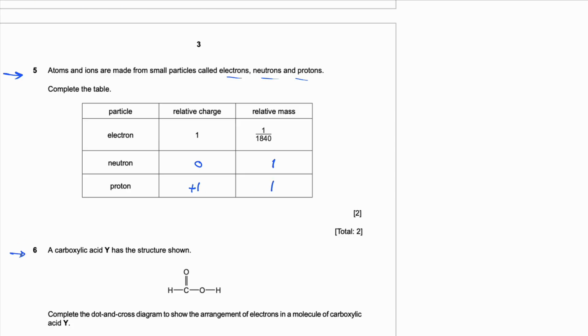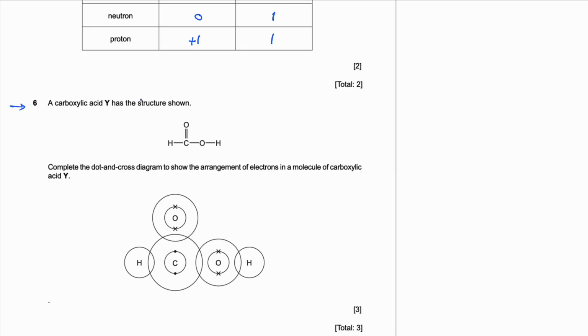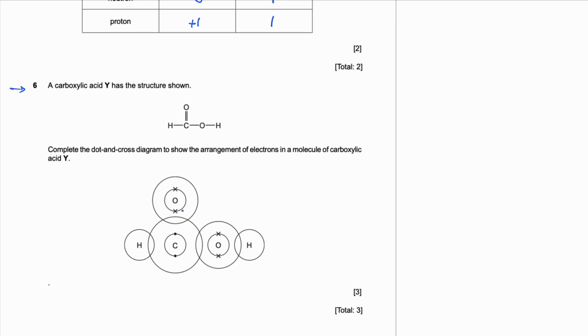Next, question 6. A carboxylic acid Y has the structure shown below. Complete the dot and cross diagram to show the arrangement of electrons in a molecule of carboxylic acid. So once again, we're going to use the structure to complete the dot and cross diagram. If we start here with the bond between carbon and hydrogen, it's a single bond. So we should have a dot and cross. And between carbon and oxygen, it's a double bond, so we should have 2 dots and 2 crosses.